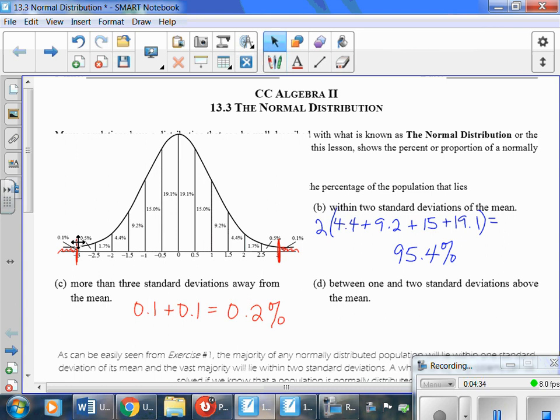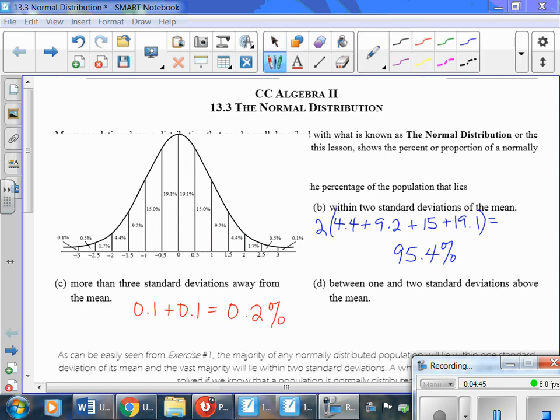And we're going to look quickly at D. Between 1 and 2 standard deviations above the mean is going to be 9.2 plus 4.4. Remember where I'm getting those from, here and here. So this is going to be 13.6% of the data that lies between 1 and 2 standard deviations from the mean.